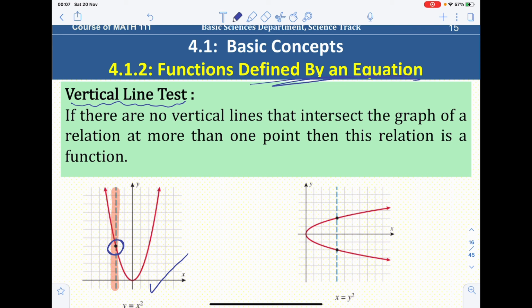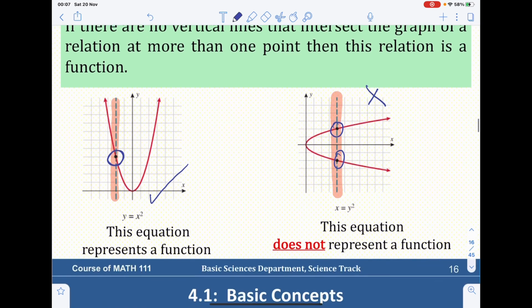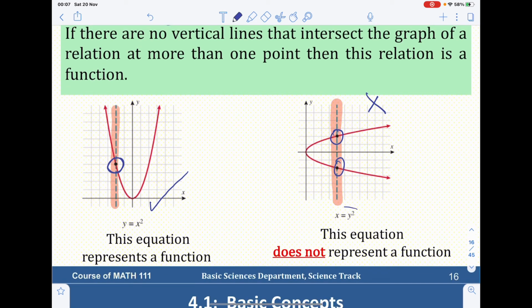Now let's try that over here in the second drawing. We can see that the vertical line intersects the graph in 2 points. So in this case, this relation, or this equation, or this graph is not a function. Okay, this is the graph for x equals y squared, and this is the graph for y equals x squared.